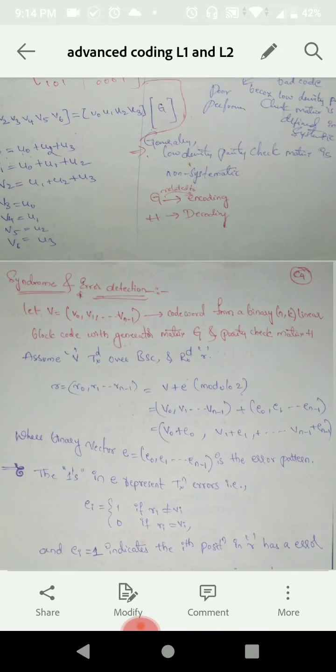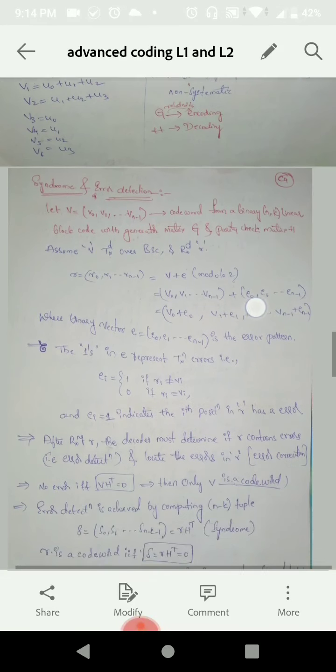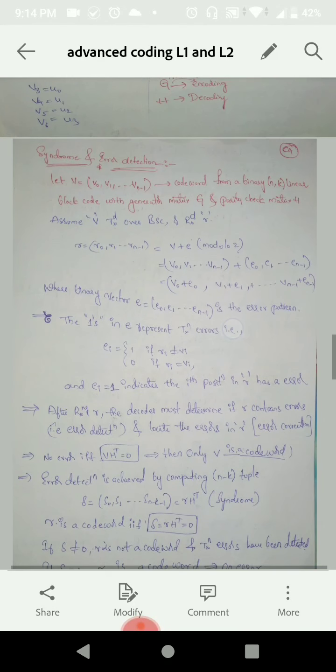So syndrome and error detection. For the syndrome, let v is equal to v0 to v n minus 1, which is nothing but the code word from the binary (n, k) linear block code with generator matrix G and parity check matrix H.